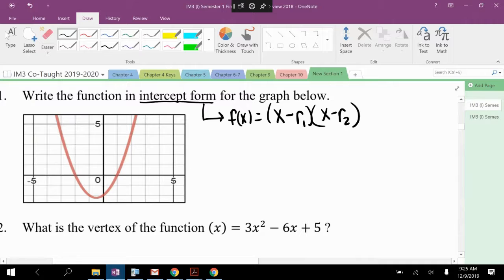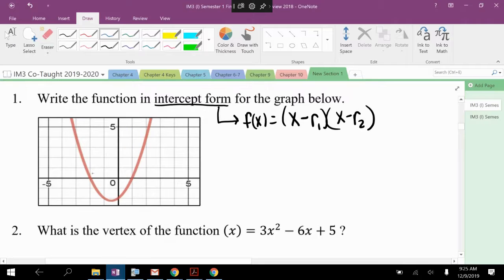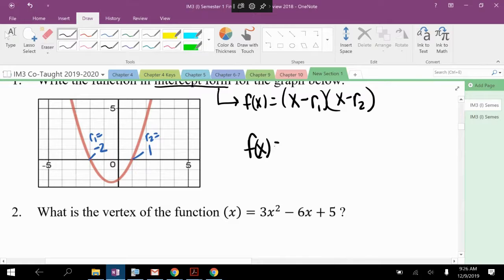Okay, now, all we have to do is take our x-intercepts and plug them in. So in blue, I have an x-intercept of -2, and I have one at 1. So I'm literally taking those numbers and plugging them in into R1. I'll even label that R1, R2, so that you know that we're literally just plugging those numbers in. So here we go. F of x is equal to, I'm just going to rewrite this, and we're going to basically be done.